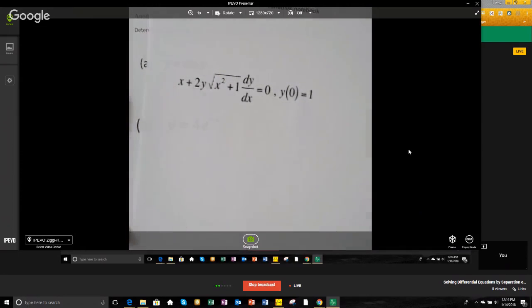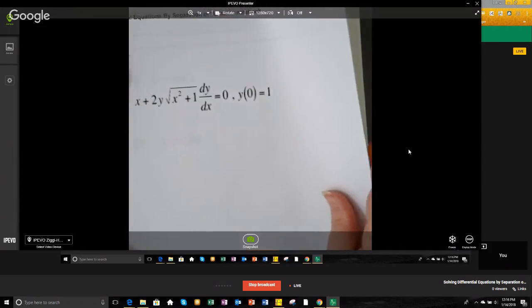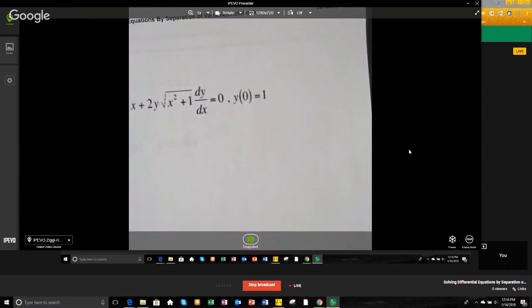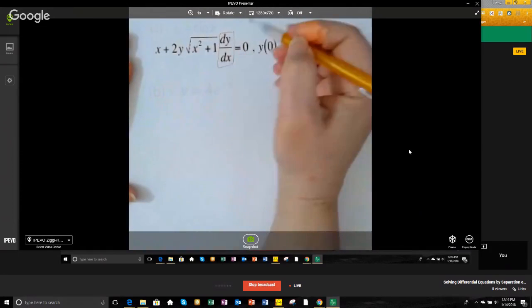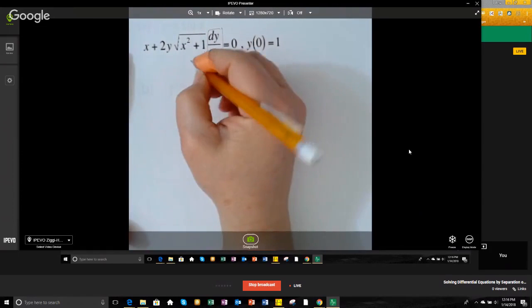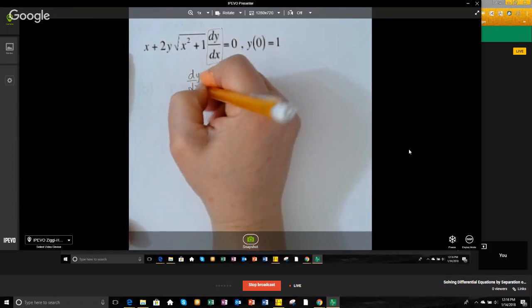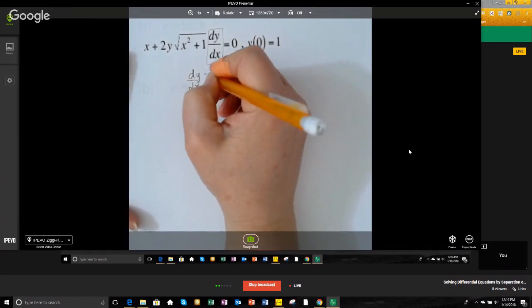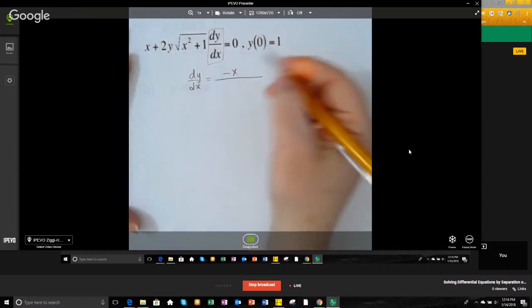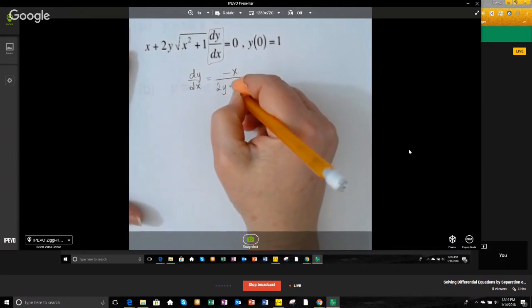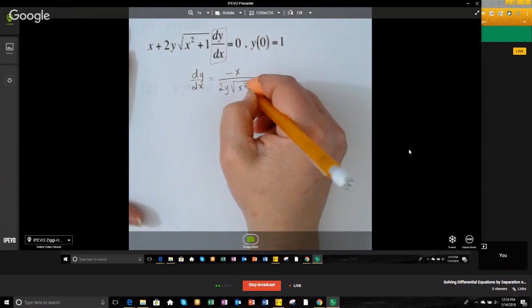All right, another more difficult one. Sorry, I just wanted to give you as many solutions or practices as I could here. All right, gosh, this one looks a little bit scary, but not really. We've got to solve for dy/dx. So I'm going to solve for dy/dx by subtracting x first and dividing by this factor, which would be 2y times the square root of x squared plus 1.